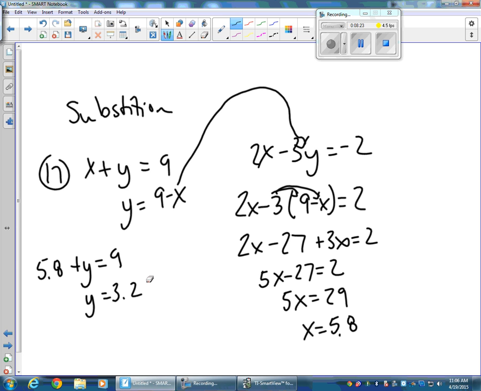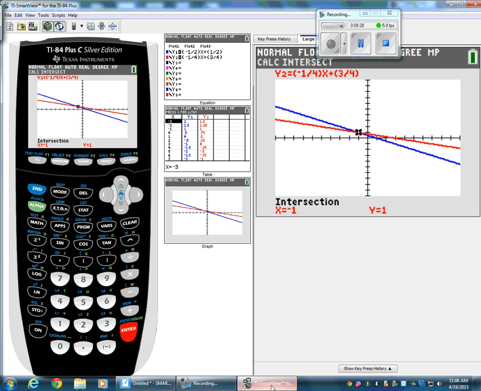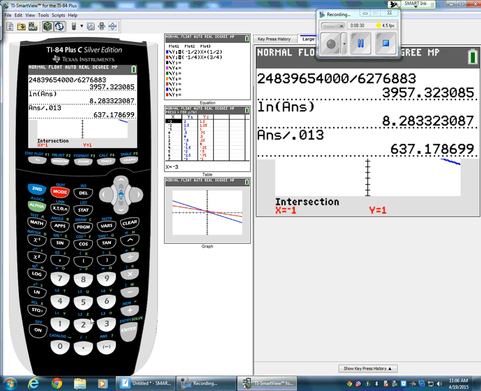Now, you want to make sure it works. So over here on my calculator, I'm going to make sure that if x is 5.8 and y is 3.2, that it adds up to 9. 5.8 plus 3.2 does equal 9.